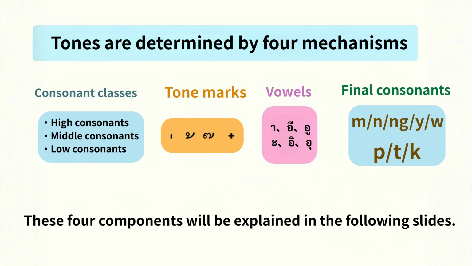The open-ending sounds y, w, and the stop-ending sounds b, t, k. By combining these 4 elements, the tone of each word is determined.